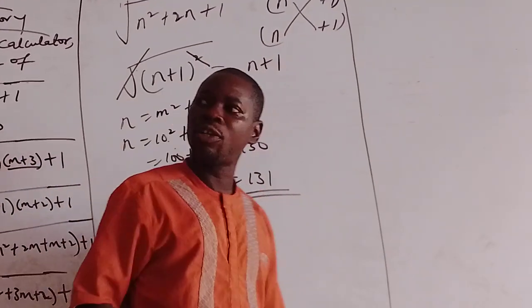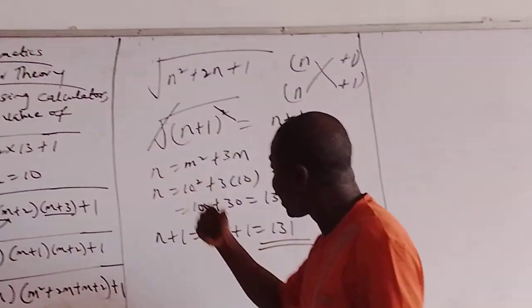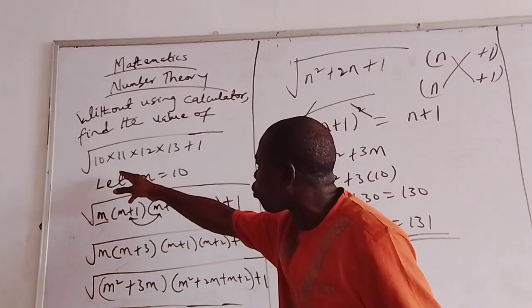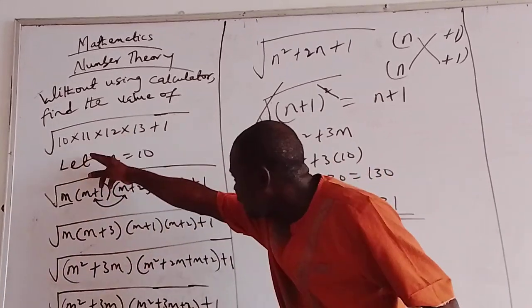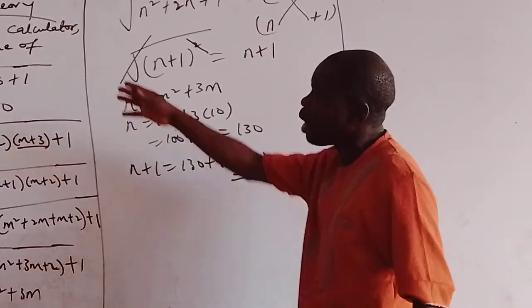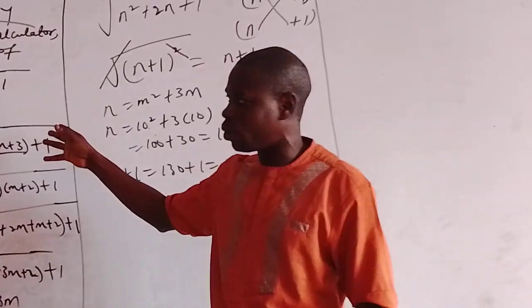So that comes to the end of the class. Now we can even investigate with our usual calculator. If you investigate this with your usual calculator, the square root of this will give you 1 decimal. But we are solving without the use of a calculator.